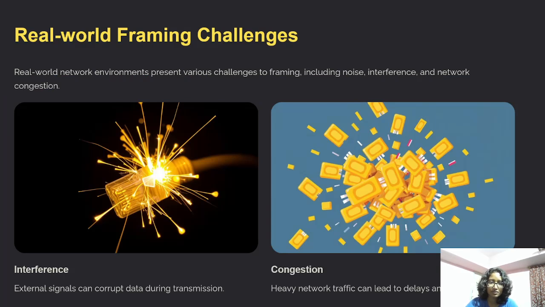Real-world framing challenges. Real-world network environments present various challenges to framing, including noise, interference, and network congestion. Interference. External signals can corrupt data during transmission. Congestion. Heavy network traffic can lead to delays and packet loss.